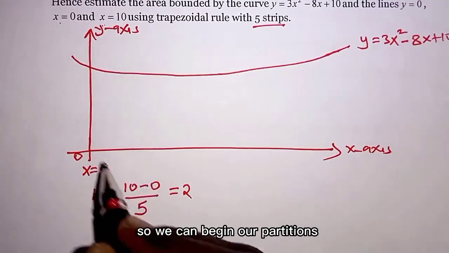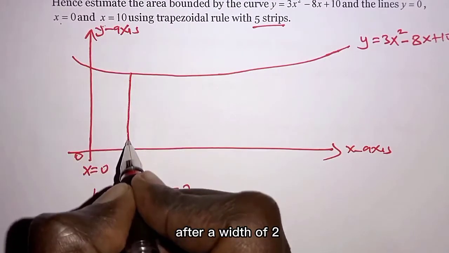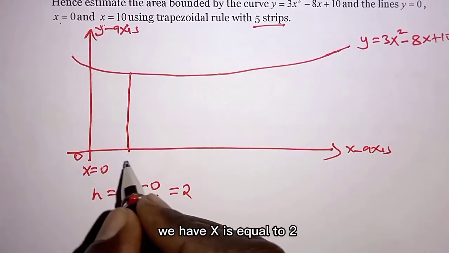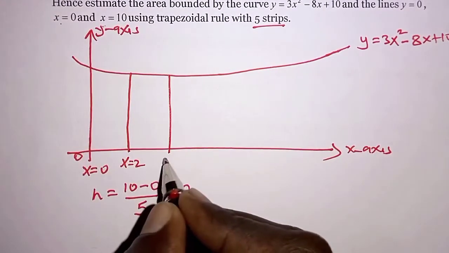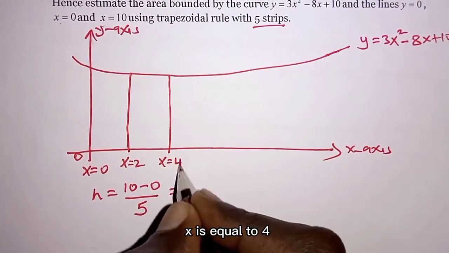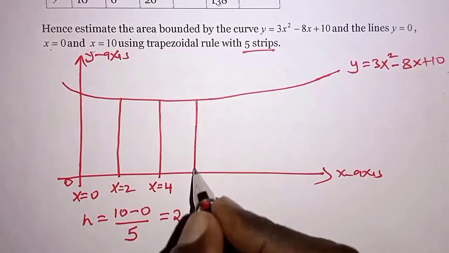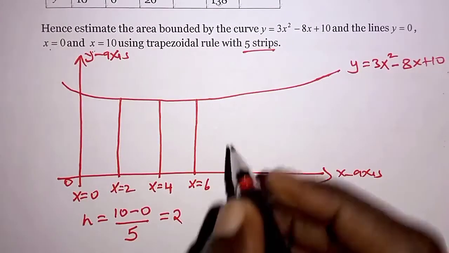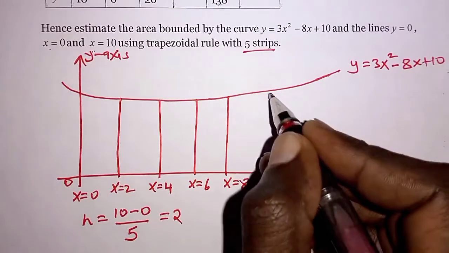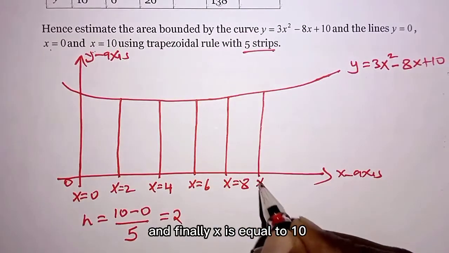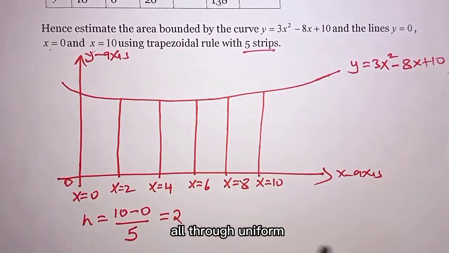So we can begin our partition. From x = 0, after a width of 2, we have x = 2, x = 4. Now we will stop when we get to x = 10. Here x = 6, x = 8, and finally x = 10. So we have widths of 2 all through, it's uniform.